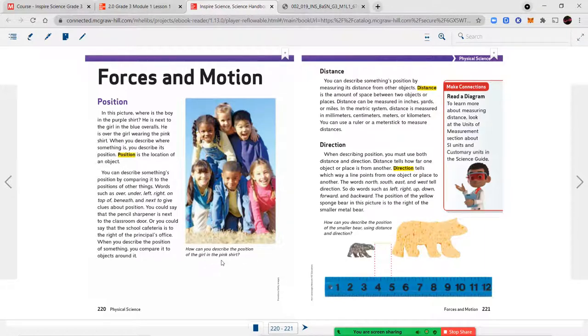How can you describe the position of the girl in the pink shirt? So we can say the girl in the pink shirt is to the right of the boy in the blue shirt. She is beneath the boy in the purple shirt.